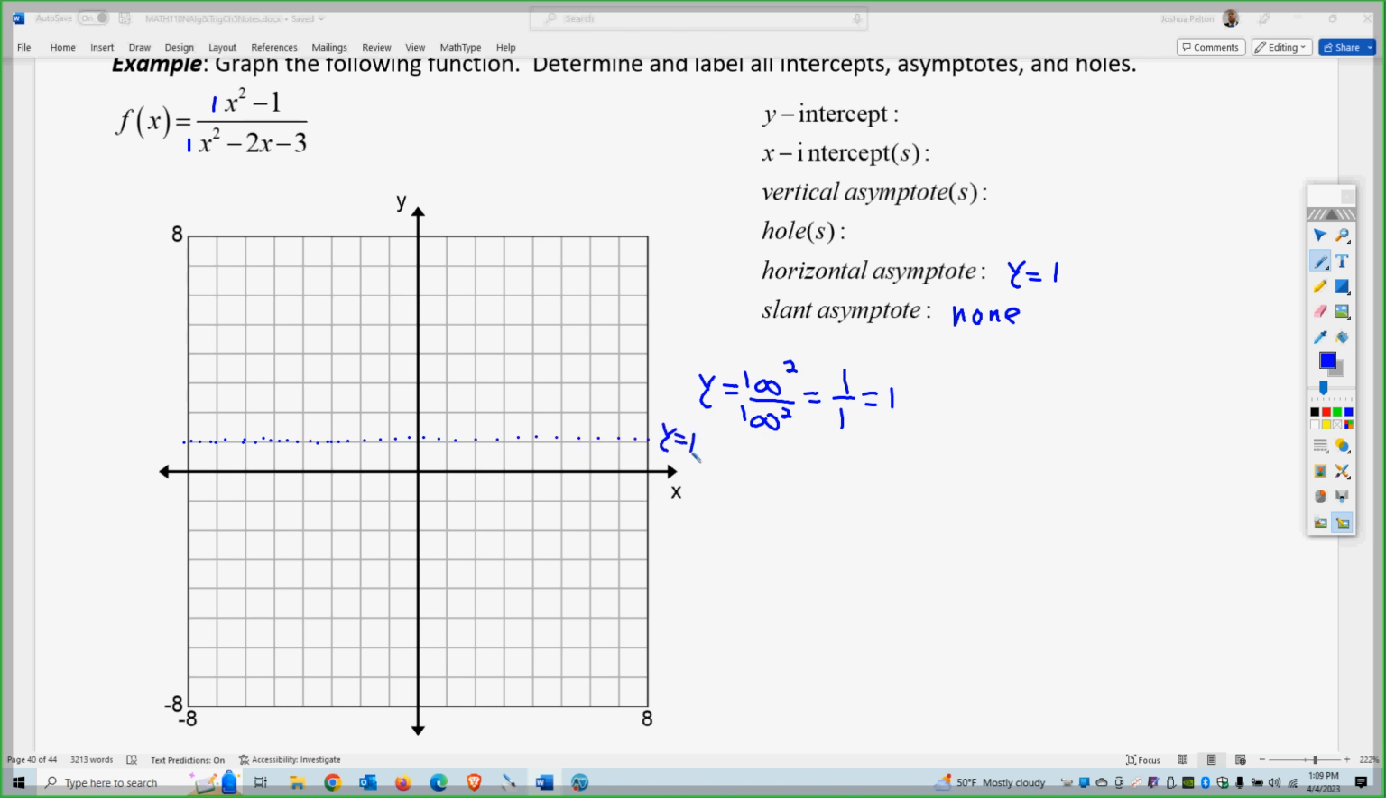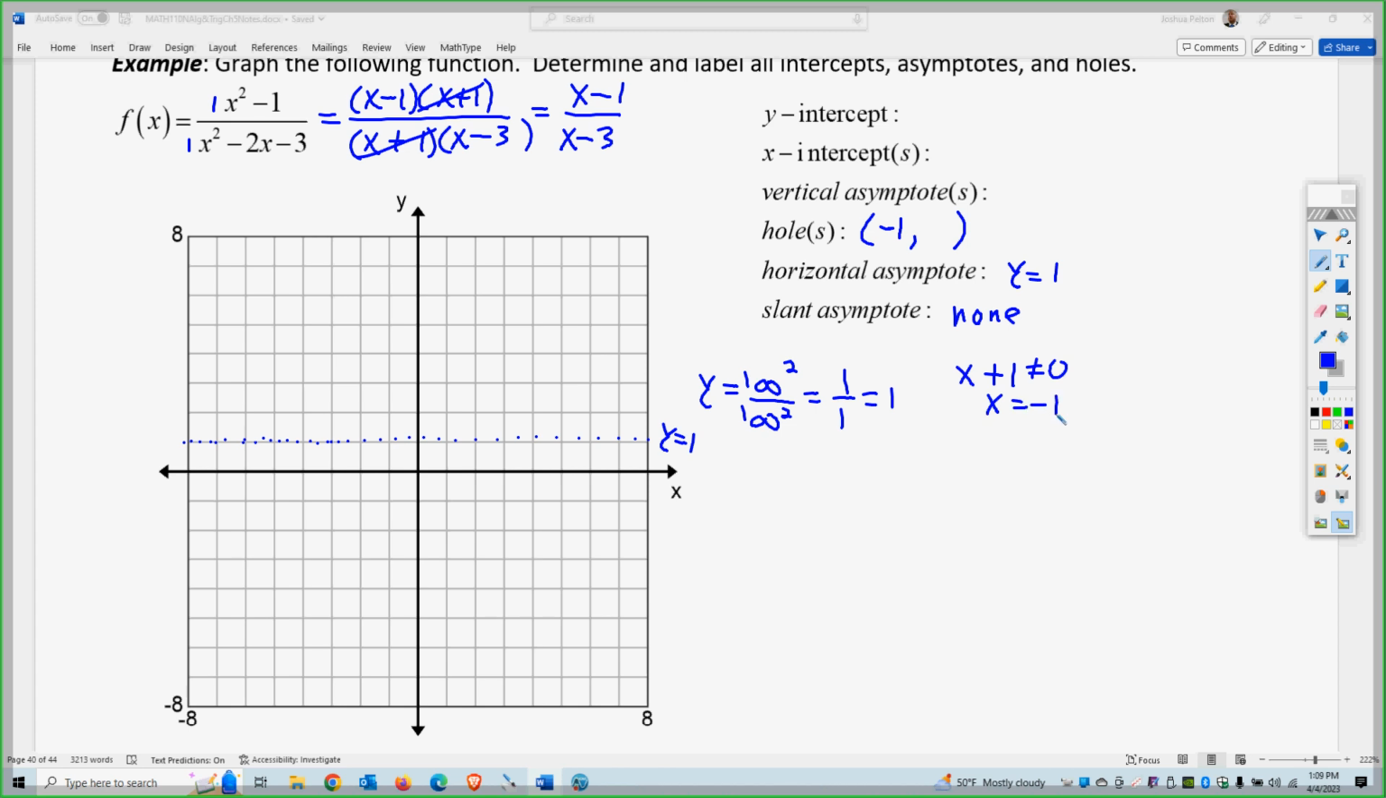All right, probably should put that on this side, but that's okay. Okay, so I need to factor it now for the other part. So if I factor this, I get x minus 1, x plus 1. And on the bottom, I get x, x. So the factors of 3 are 1 and 3. And I need that to be negative and that to be positive. Okay, so those cancel. So I'm left with x minus 1 over x minus 3, which means I have a hole, right? So the hole is at negative 1 comma something, correct? Because x plus 1 cannot equal 0, so you get x equals negative 1 for the factor that we canceled out right here, right?